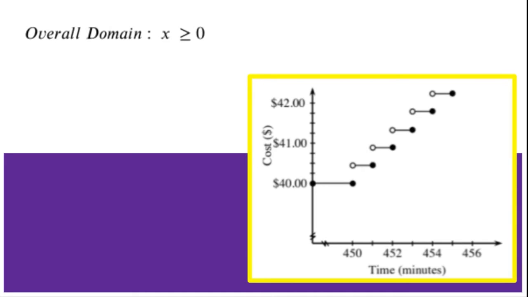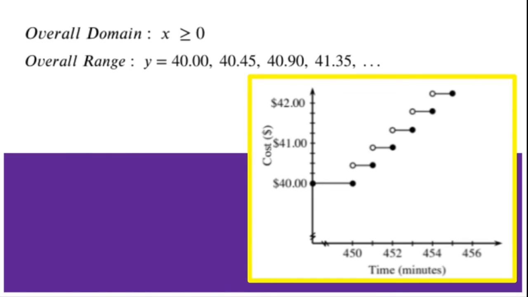So overall, our domain is anything of x that is greater than 0, right? Because x represents time, so I can't have negative time over here. My overall range, because it is discrete data, I would have to list out the different y values, and putting like 4 of them is good within the ellipsis after, so we know that this keeps going on forever in that pattern.